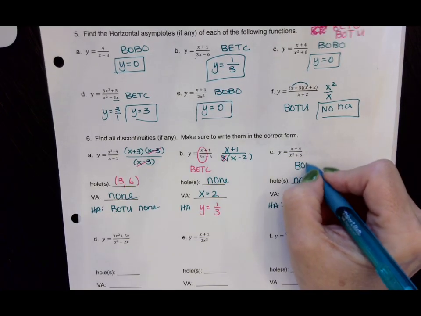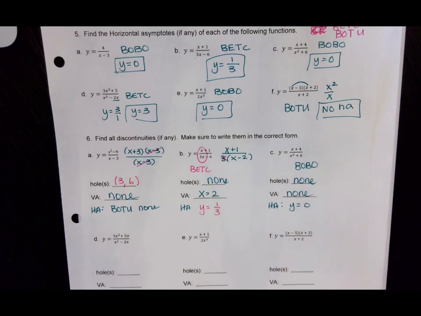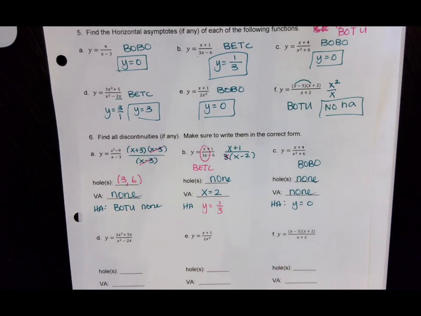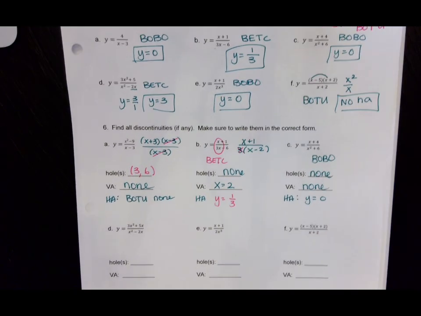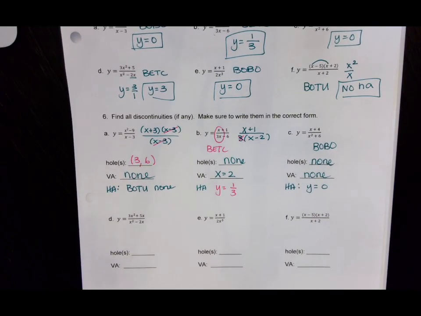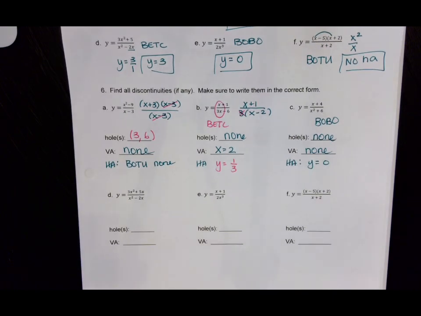So now I'm going to look at my HA. I have bigger on bottom, so that's a Bobo. So I do have an HA, and that's going to happen at y equals 0. You know what? I'm going to go ahead and pause the video, and I want you to do these last 3, D, E, F, and then come back on and check your answers.